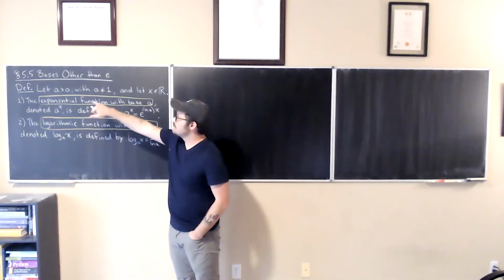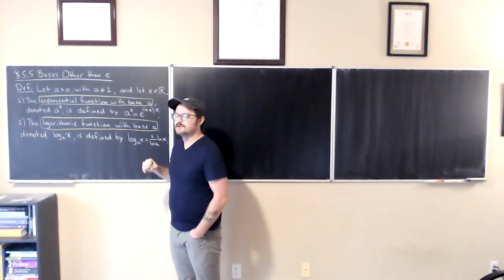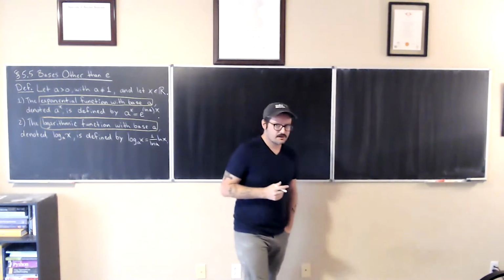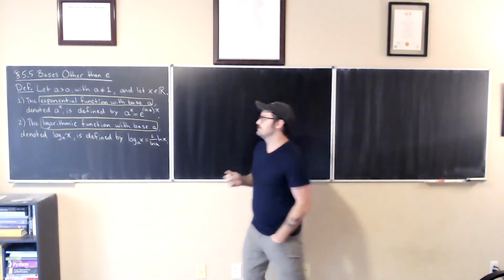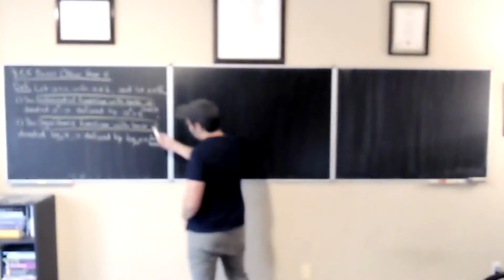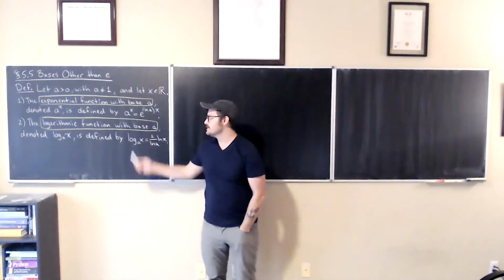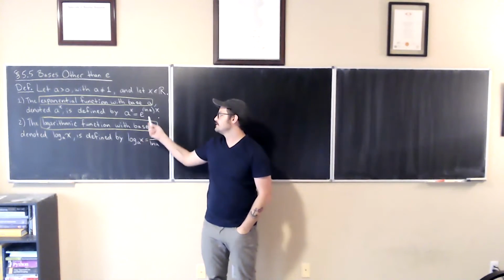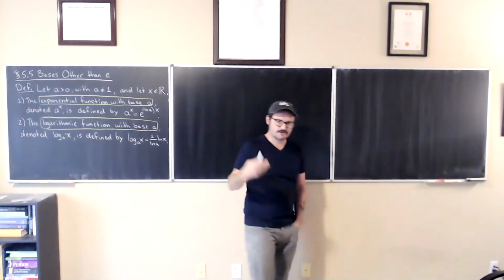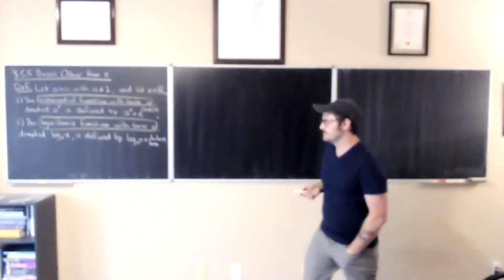So let a be greater than 0 with a not equal to 1. That will be our base. And let x be any real number. Then the exponential function with base a is denoted by a to the power x, and this is defined by this equation here in terms of the number e. So a to the power x is equal to e raised to the power of natural log of a times x. That's how it is defined in this textbook.